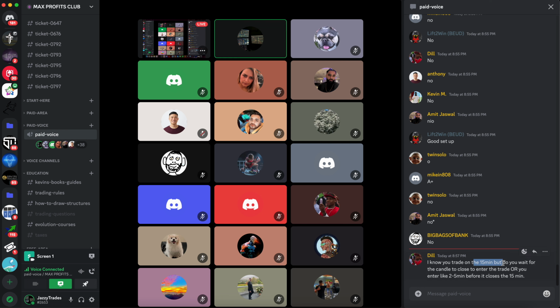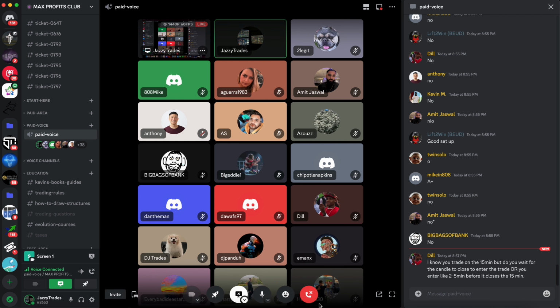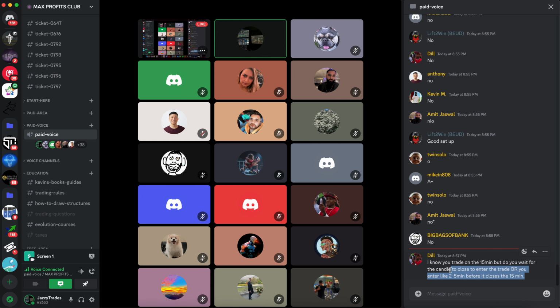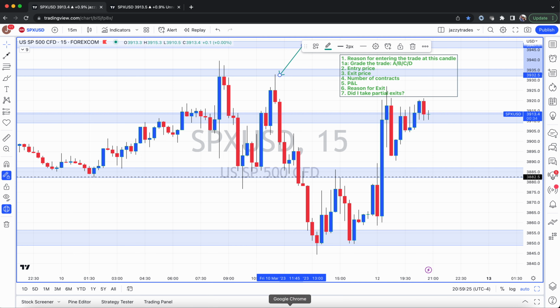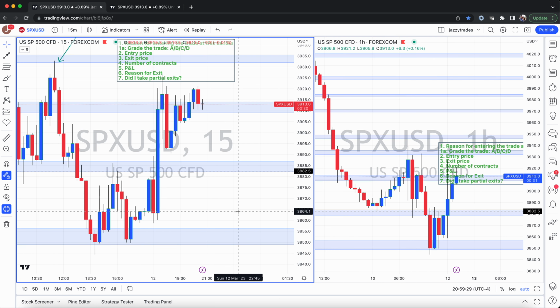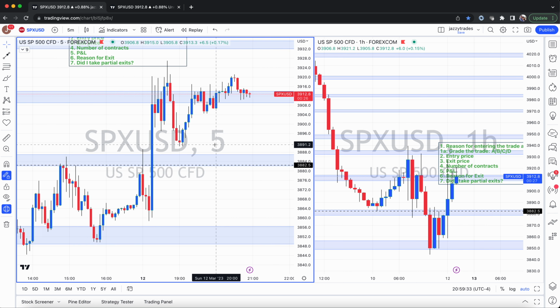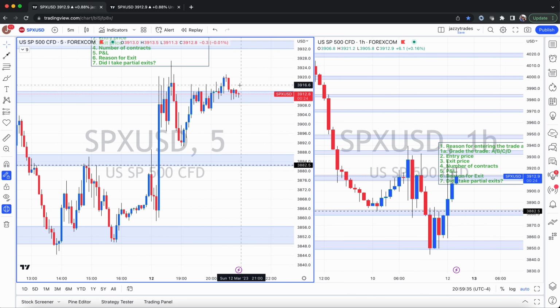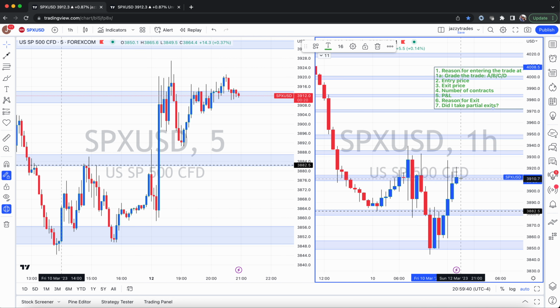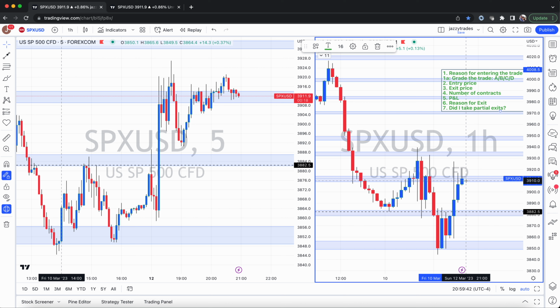I know you're trading 5 minute, but do you wait for the candle close to enter it, or do you enter before it closes? Very good question. So Dill, I'm human too. Sometimes I get FOMO, right? So what I do is I cheat sometimes. I don't recommend this, but I go on the 5 minute and start looking for multiple rejections. But the condition is the 1 hour needs to show me that we're in either a bullish trend or a bearish trend. I don't go against the trend.